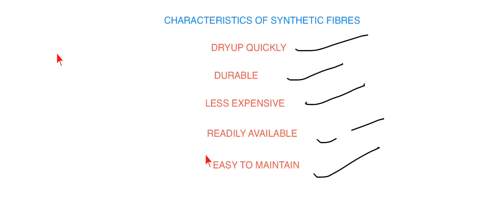All the synthetic fibers are prepared by a number of processes using raw materials of petroleum origin called petrochemicals. So children, what did we study today? We talked about different types of synthetic fibers, rayon, nylon, polyester, and advantages of synthetic fibers.